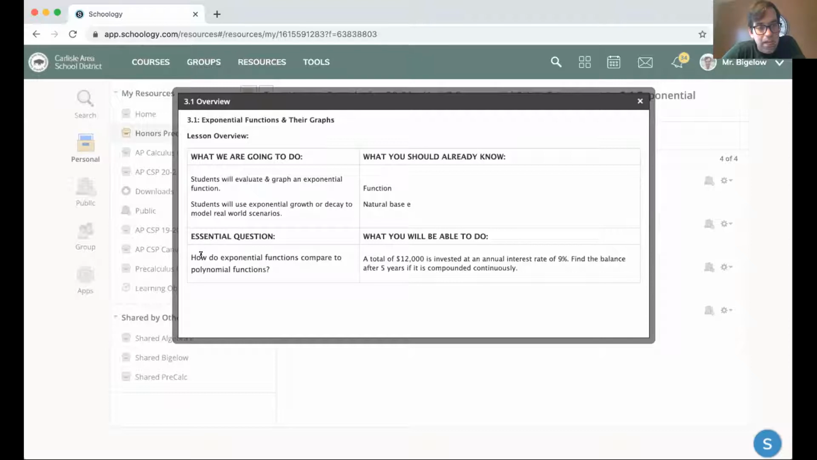Our essential question is, how do exponential functions compare to polynomial functions? You should already know, obviously, what a function is, and we are going to cover the natural base e. This is something that you've learned before, but we are going to review it. And yeah, that's what we've got going on. So let's get started.